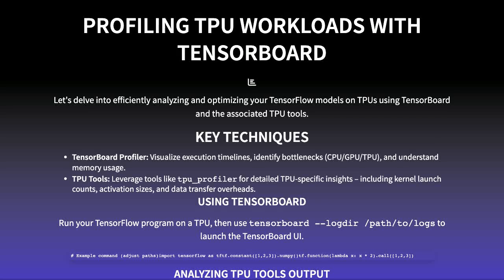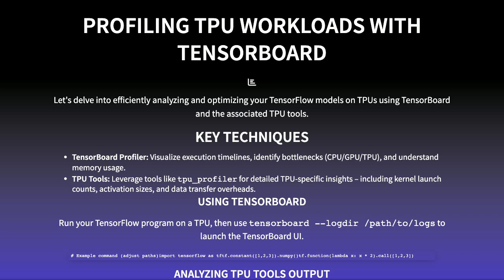Okay, so today we're talking about how to really understand what's going on when you run your TensorFlow models on TPU. We'll focus on using TensorBoard and the TPU tools for profiling, basically figuring out where the bottlenecks are in your workflow. TensorBoard lets us visualize execution timelines, pinpointing things like whether the CPU, GPU or the TPU itself is holding up the process, and understand how much memory is being used.